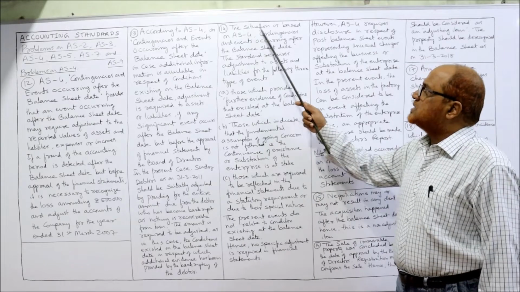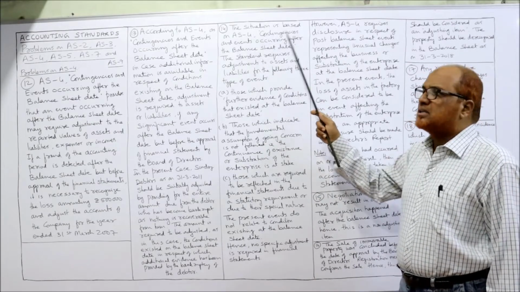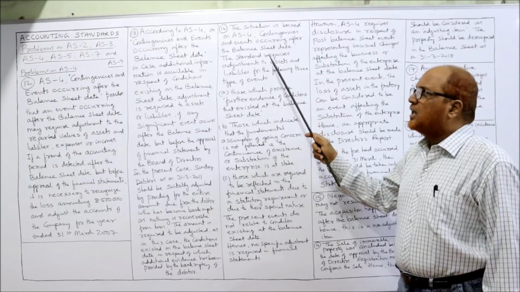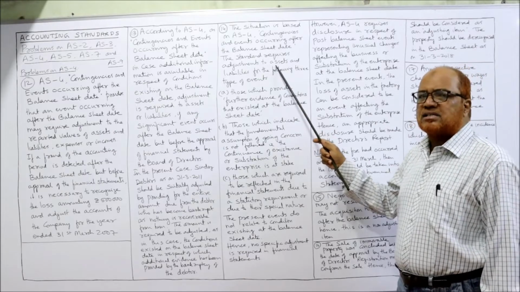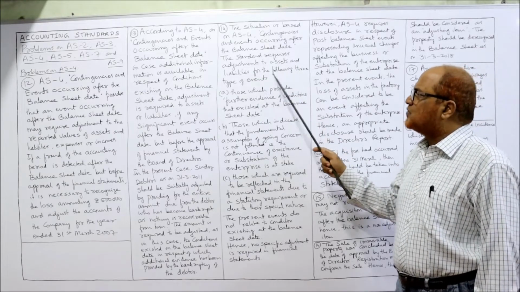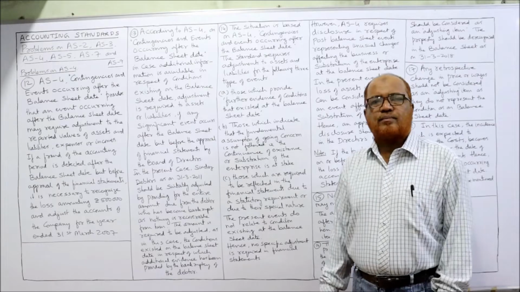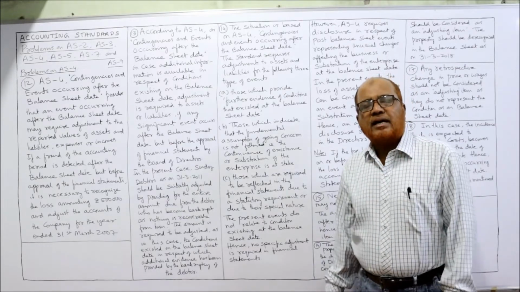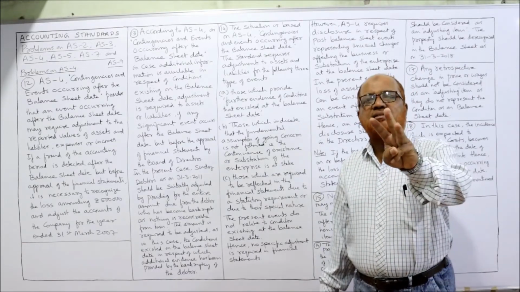Now see here, the situation is based on AS4 contingencies and events occurring after the balance sheet date. The standard requires adjustment to assets and liabilities for the following 3 types of events. Specifically, the AS4 has given 3 events.